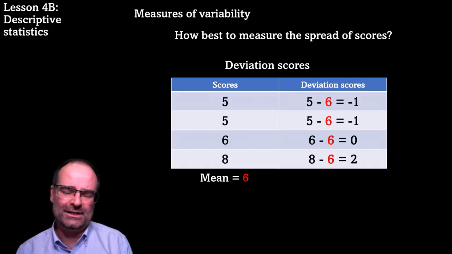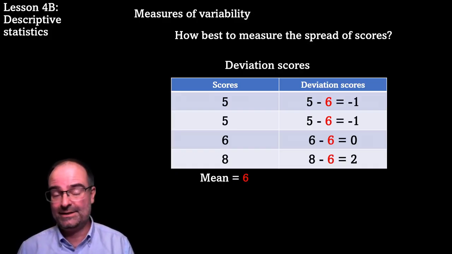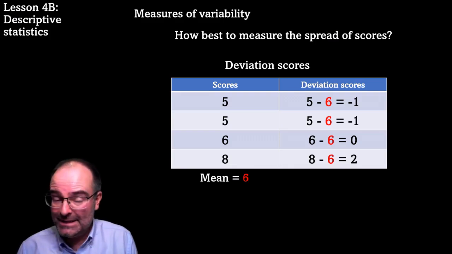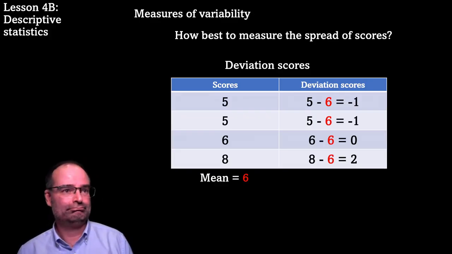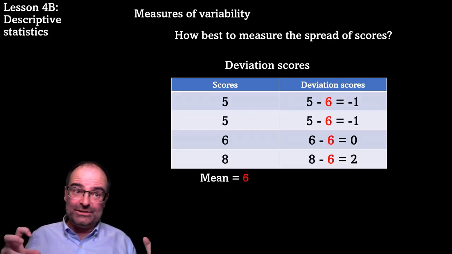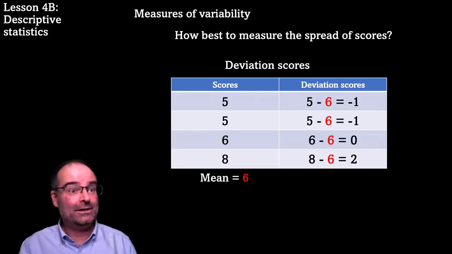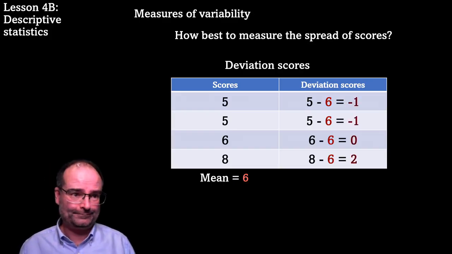Let me just pause there. Deviation scores are deviations from the mean. So if the mean is 6 and your score is 6, the deviation score is 0. For 5, it's 1 below the mean, negative 1. For 8, it's 2 above the mean, 2. Okay, so deviation scores. Maybe we can use deviation scores to work out the average deviation around the mean, and we have this really good measure of variability.